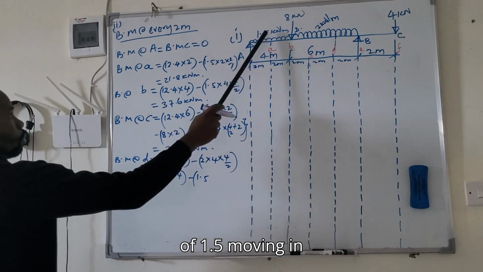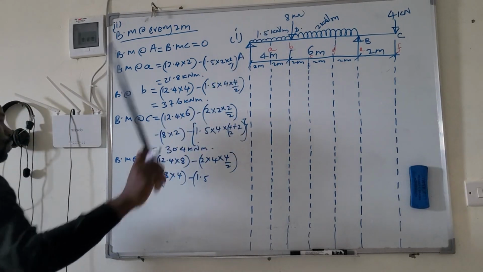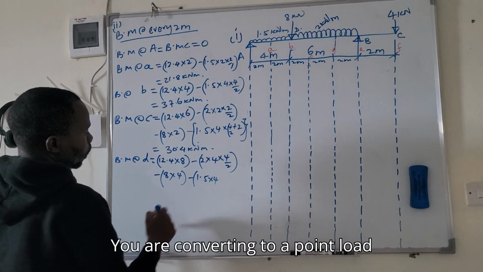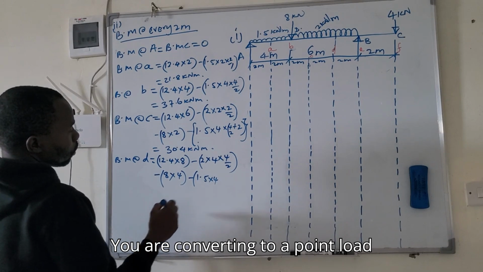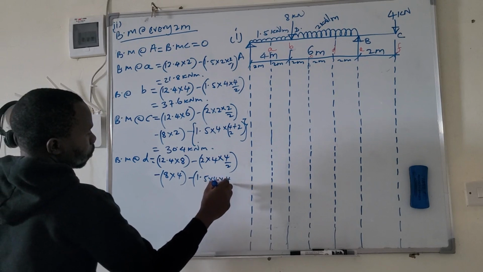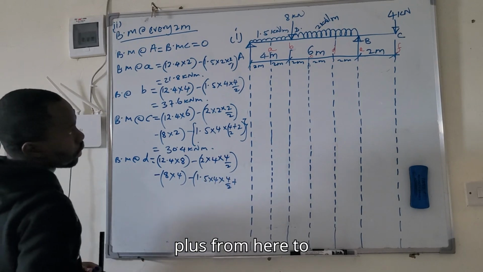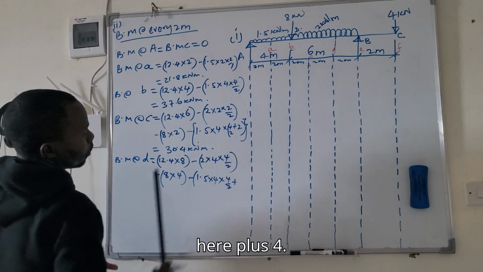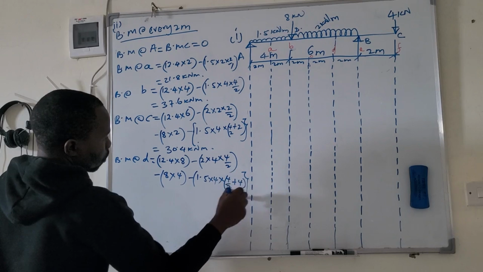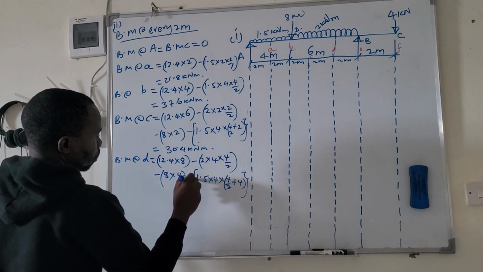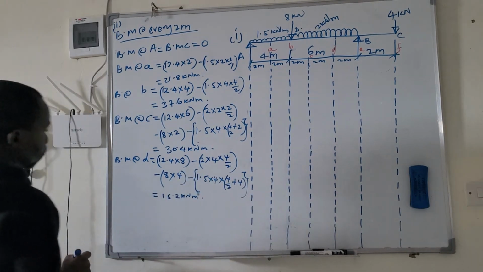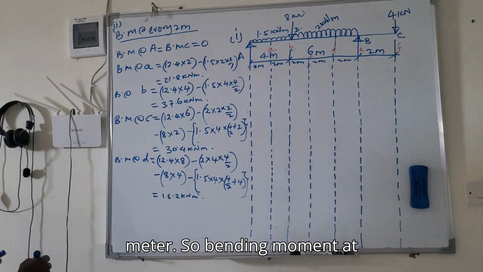Again, UDL of 1.5 moving in anti-clockwise direction times 4. You are converting to a point load, then times, that is 4 over 2 plus from here to here plus 4. Kilonewton meter.